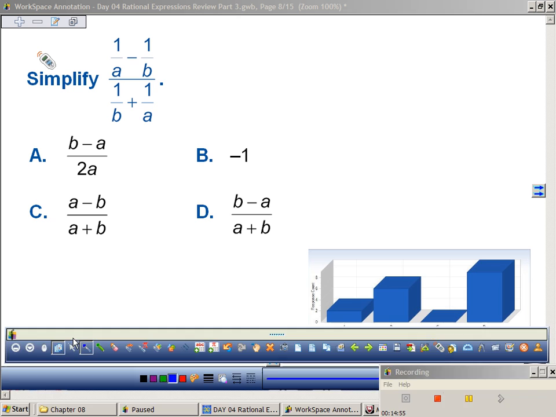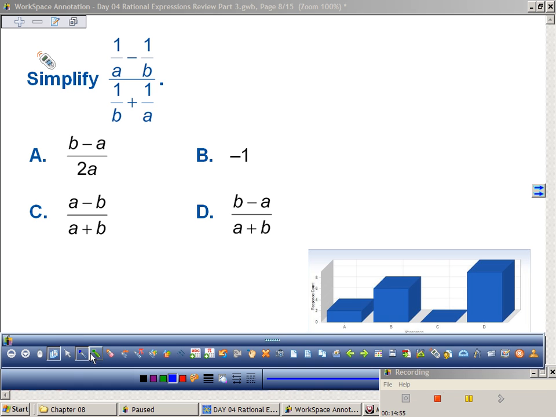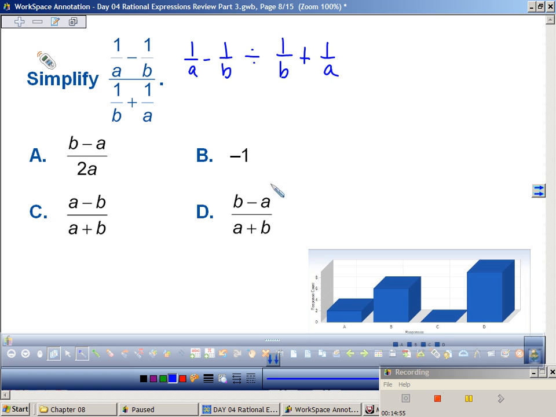So we're torn, right? Between A, B, and D. Most of you don't think it's C. All right, so I'm going to rewrite it. 1 over A minus 1 over B divided by 1 over B plus 1 over A. Then I need to find common denominators, which these two common denominators are AB. What do I have to multiply A by to get B? B. And this one? A.